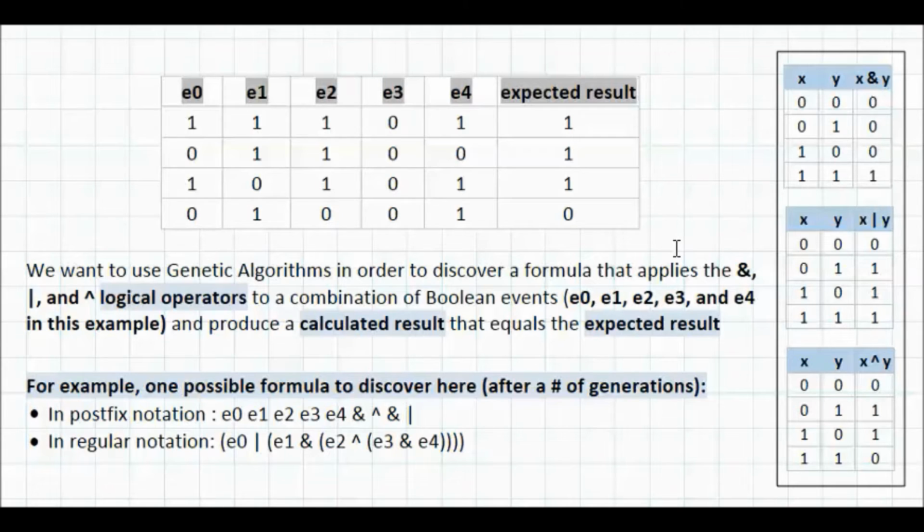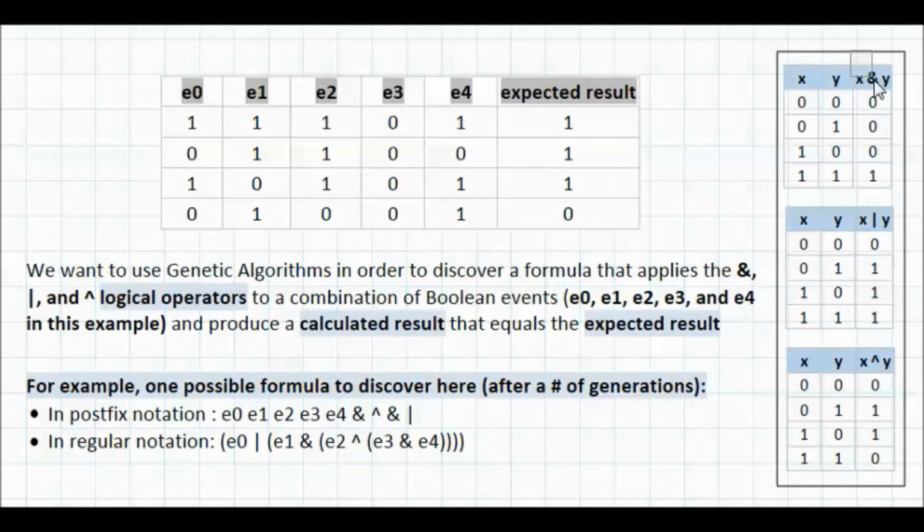So for example, one possible formula to discover here after going through a number of generations is this formula written in postfix notation, and written in regular notation it would be this formula. And we have those 3 truth tables that we are using.